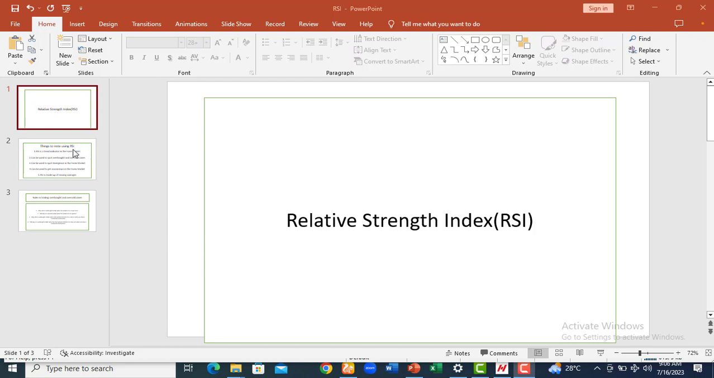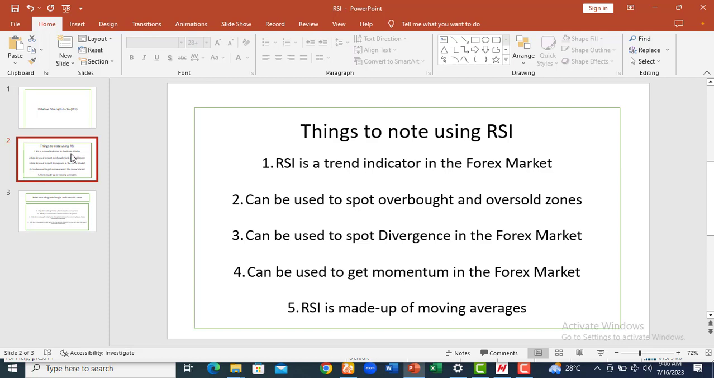We have things to note using RSI. Number one, RSI is a trend indicator in the Forex market. You should be able to know that it's an indicator, or you say it's an oscillator in the Forex market.